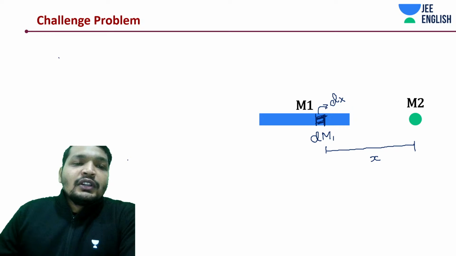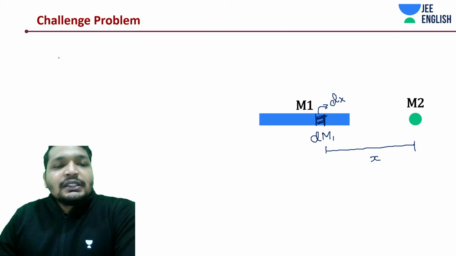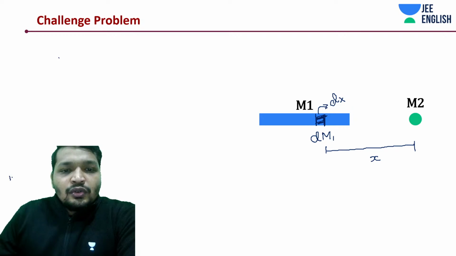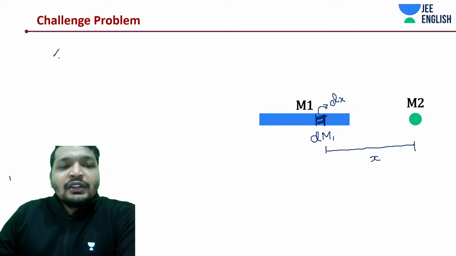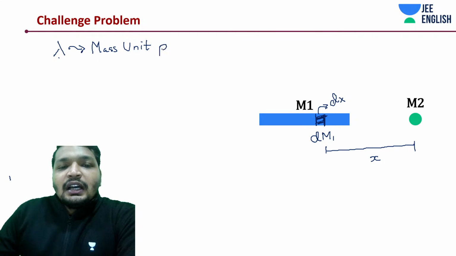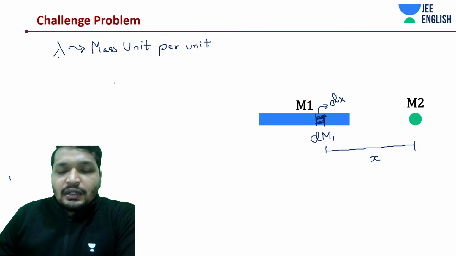Okay, first of all, let's solve this interesting problem, and this is the basics. With this you'll understand. So we'll be defining something known as lambda, which is going to be mass per unit length, something like linear mass density, but rather mass per unit length.